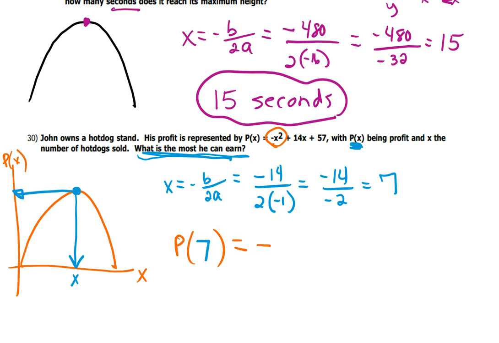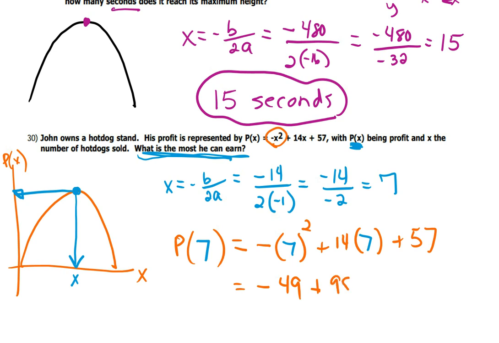And so it's going to be negative 7 squared plus 14 times 7 plus 57. And so let's see, this is going to be a negative 7 times 7 is 49. Plus 14 times 7 is 98. And then if I do the math from left to right, I end up with $106.